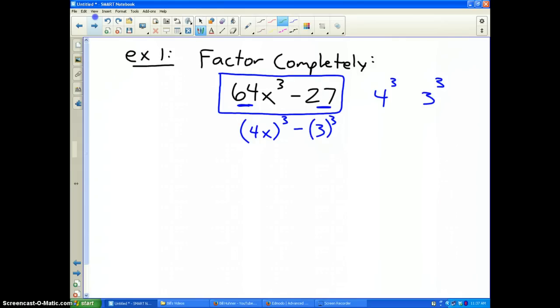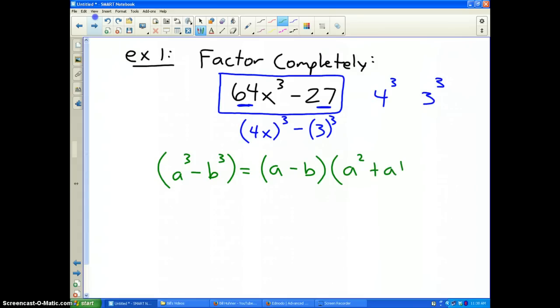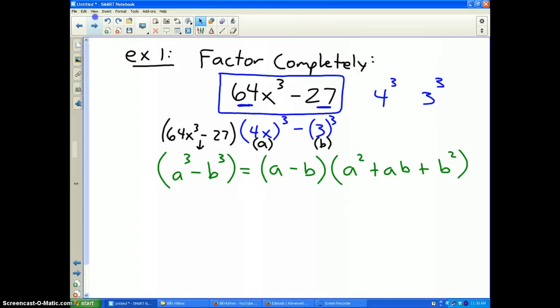Now, why did I do this? Because in my prior formula, it says that if you have a to the third minus b to the third, that's equal to a minus b, parenthesis, and then a squared plus a times b plus b squared. Now, if you notice, this 64x to the third minus 27 fits this form. And 4x is really the a value, and 3 is really the b value. So all I really need to do is substitute this in.